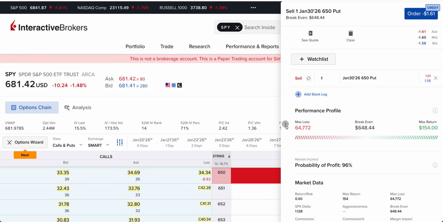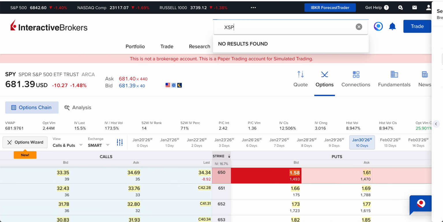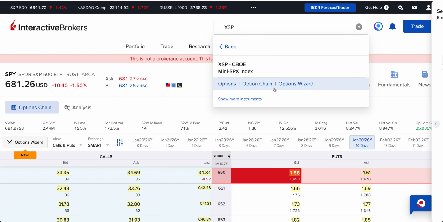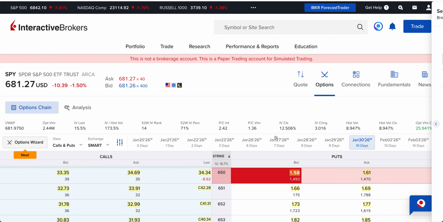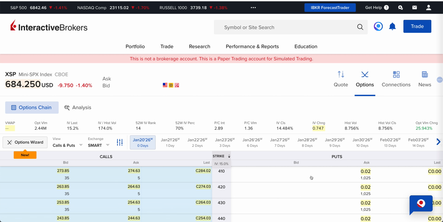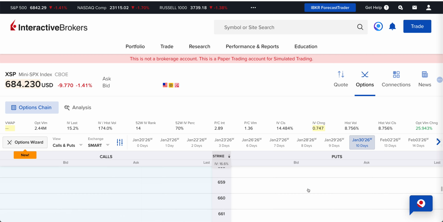So I'm going to switch over now, and I'm actually going to use the XSP and go ahead and process the trade for people with smaller accounts. We'll just change the ticker symbol here, XSP. You're going to see now in a second that this shows up as a micro version of the S&P 500. So it's a mini SPX index here. We're going to click on the option chain, and we're going to use the exact same expiry. We're going to use January the 30th, and we're going to go to the 650 strike here.